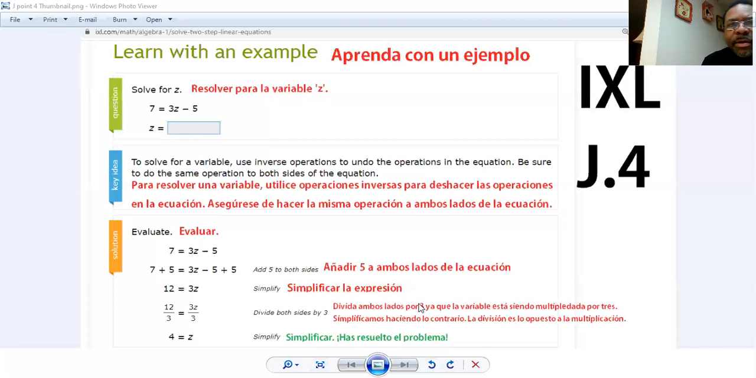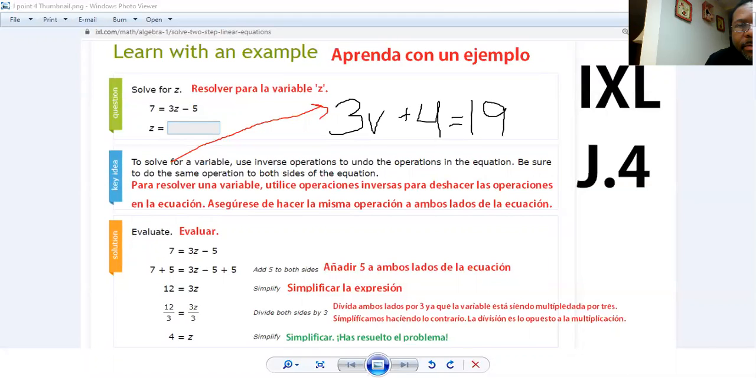Okay, so now let's go to some of the problems. We're going to do 2 problems that you can actually get points for. So we have 3v plus 4 equals 19. 3v is really 3 times v.